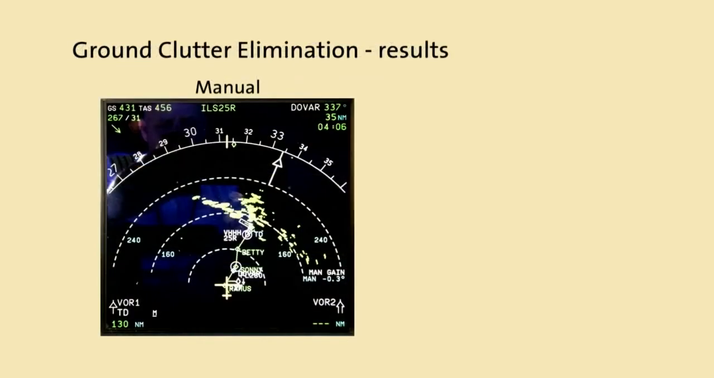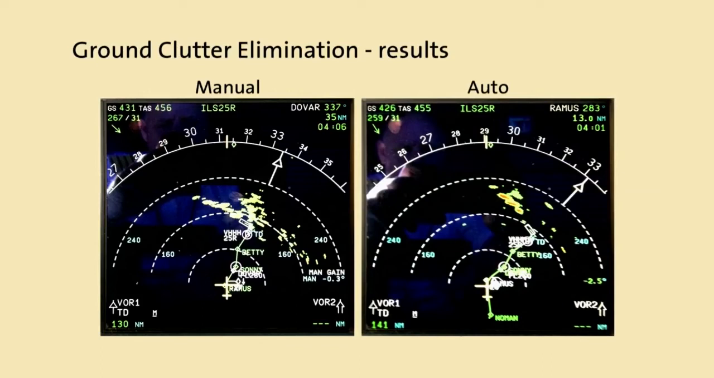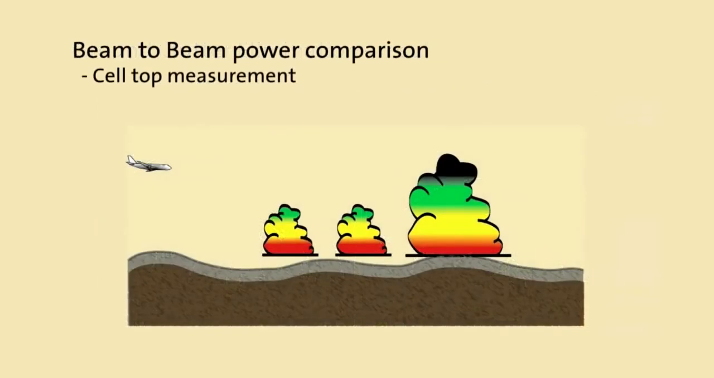This picture shows the difficulty of distinguishing ground clutter from weather at longer ranges, even with the use of excellent manual operating techniques. In auto, MultiScan uses the beam-to-beam power comparison to eliminate the ground clutter, and the weather is now clearly visible. Once MultiScan has eliminated the ground clutter, all the weather in front of the aircraft is stored in the memory buffer. However, if all the weather was shown, it would result in many unnecessary deviations.